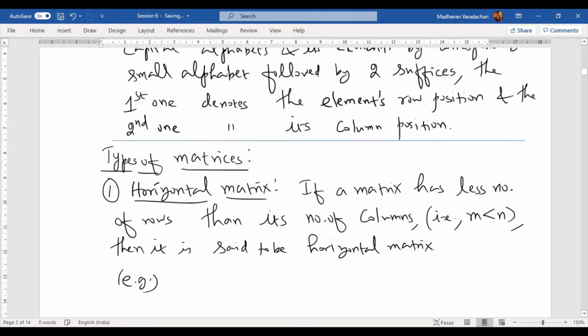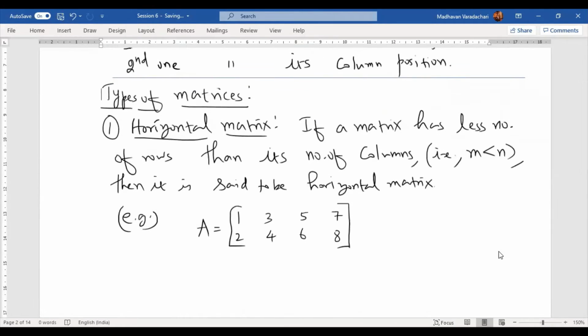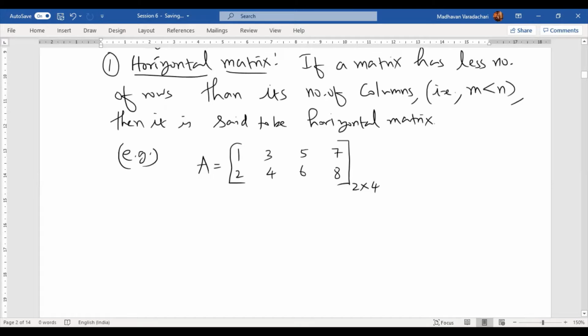Example, I'll make a simple matrix. We know in this example, we have 2 rows and 4 columns. Of course, it looks like a horizontal matrix by look also. So the opposite of horizontal will be vertical matrix. That is our next type.